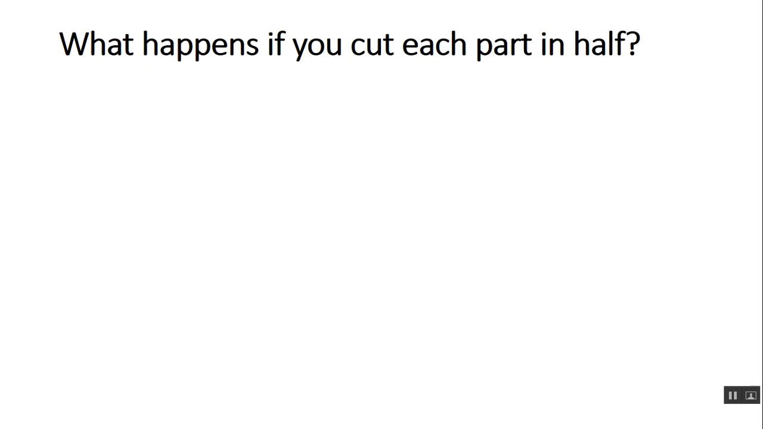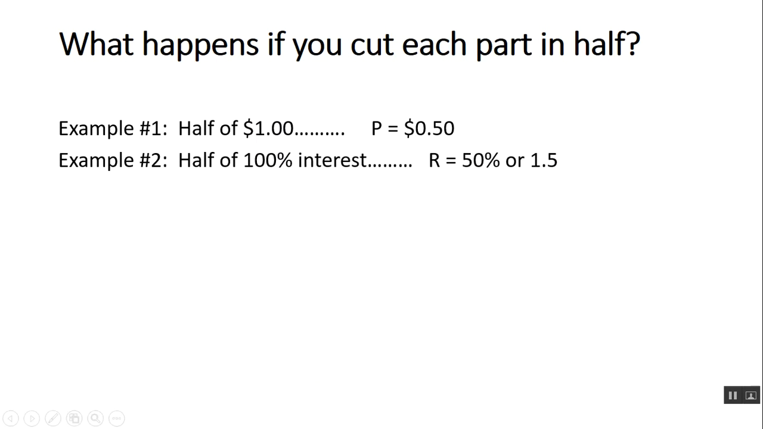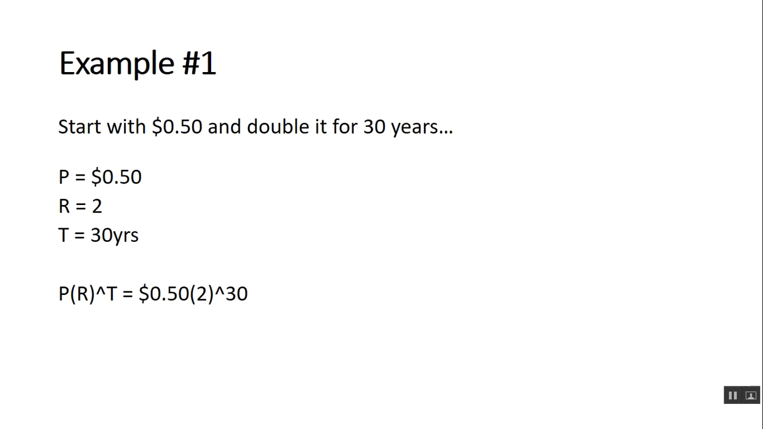So I'm going to do a fun little experiment, and I'm going to cut each part in half. In the first example, we'll cut $1 in half and start out with 50 cents. Second example, we'll say you only get 50% instead of double. And in the third example, we'll cut the time in half, you get 15 years. So start with the first example here.